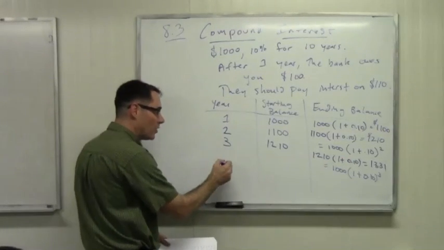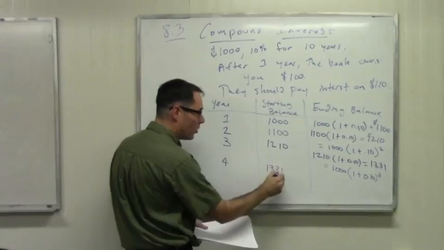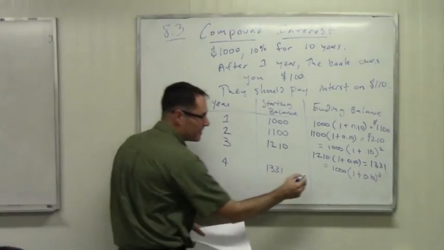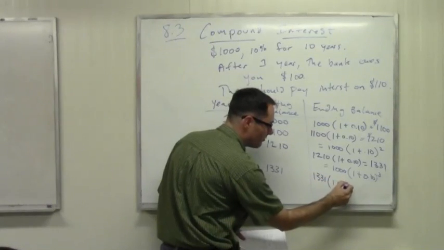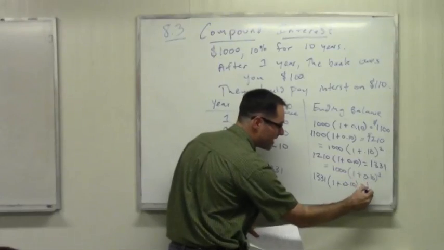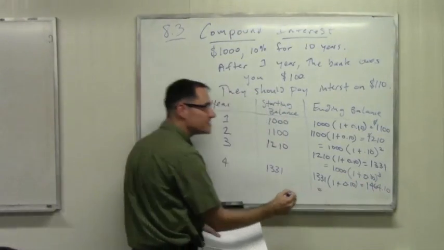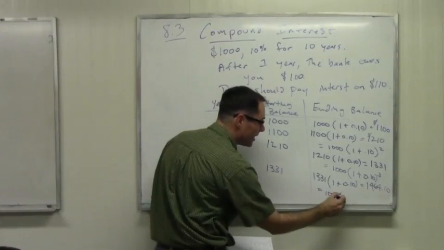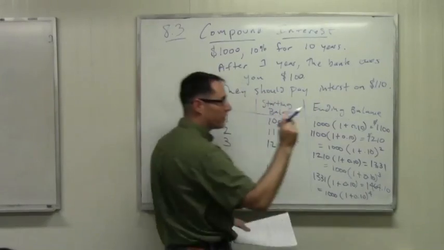And then finally, let's do one more. After the fourth year, you start with 1,331, and it's going to be 1,331 times 1 plus 0.10, which in this case equals 1,464.10, which is the same as saying 1,000 times 1 plus 0.10 to the fourth.